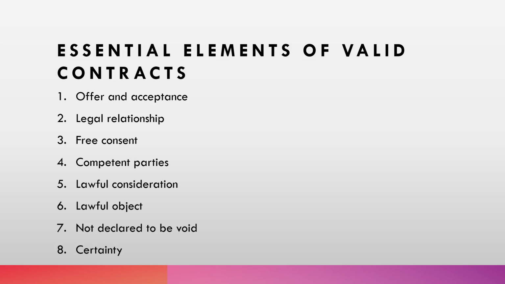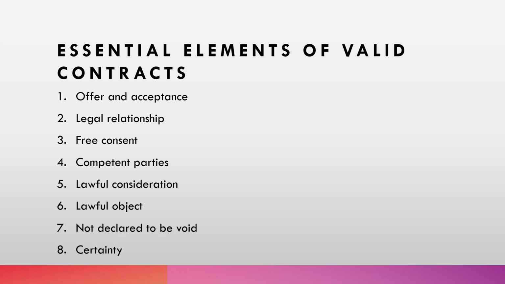Or unlawful consideration, for example, someone wants to buy a prohibited item like a gun. So it is not lawful consideration, it is unlawful consideration. So in a valid contract you should have lawful consideration and lawful object, not declared to be void. So what is void? Void means the opposite of valid. Void means it is not enforceable by law. So that is called a void agreement.